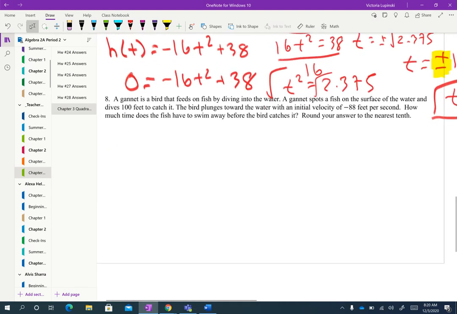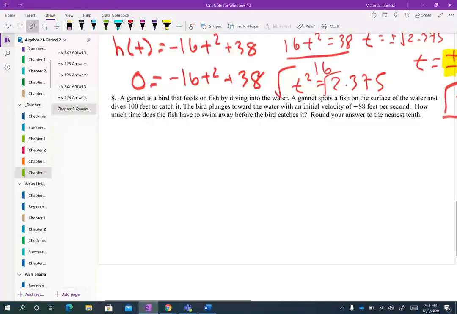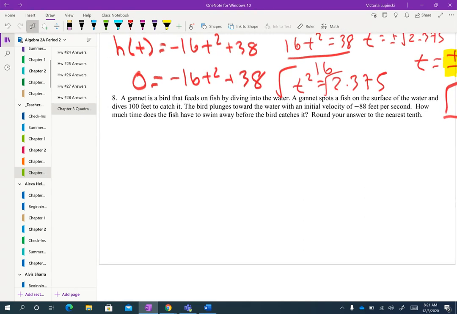Our final problem here. A gannet is a bird that feeds on fish by diving into the water. This bird spots a fish on the surface of the water and dives 100 feet to catch it. The bird plunges towards the water with an initial velocity of negative 88 feet per second. How much time does the fish have to swim away before the bird catches it? Round your answer to the nearest tenth. Kind of a fun and interesting problem here, if you can imagine. Will the bird catch the fish or not?